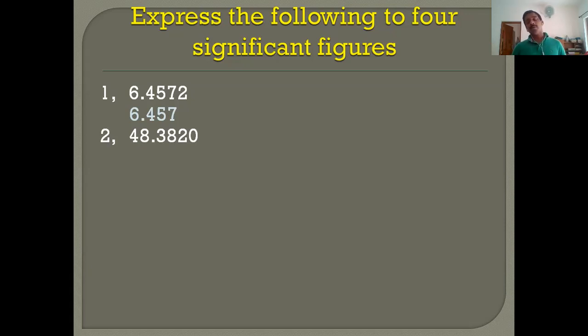So this 0 and 2 are less than 5. So the preceding number has not changed. So what will be the value? 48.38. It has only 4 significant figures. It is clear to you.